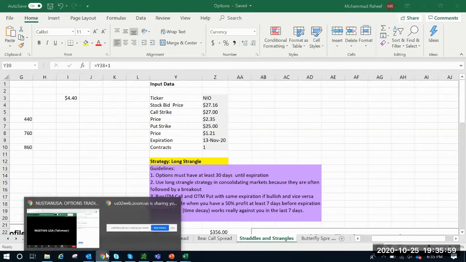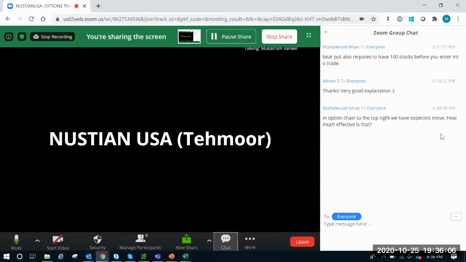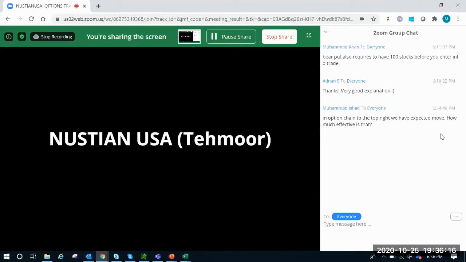In the option chain at the top right, we have the expected move. How effective is that? Brokerage companies have algorithms that they build, and it potentially will move this much or that much. You could trust it. I personally haven't used that too often. You can calculate it and try it. It's just sometimes they're right, sometimes they're wrong.